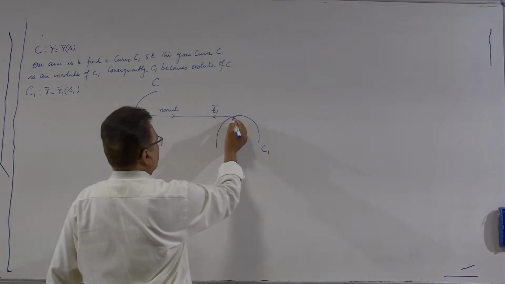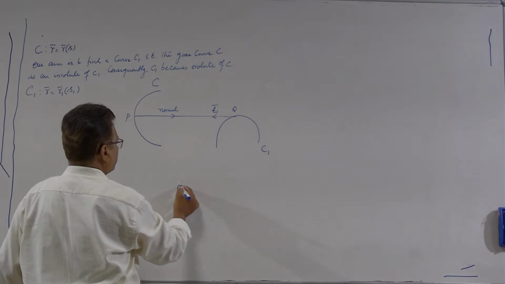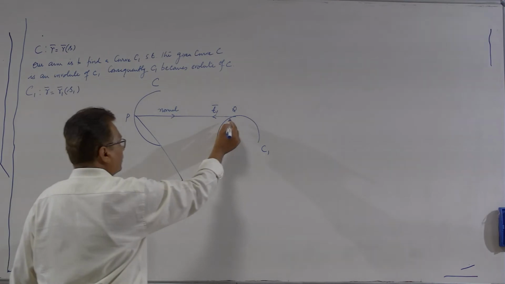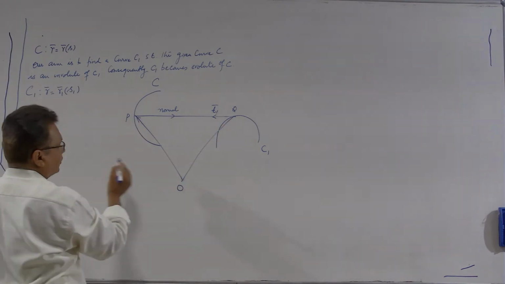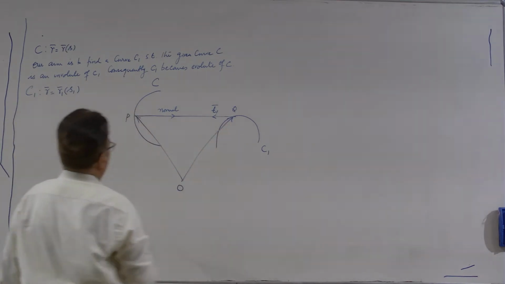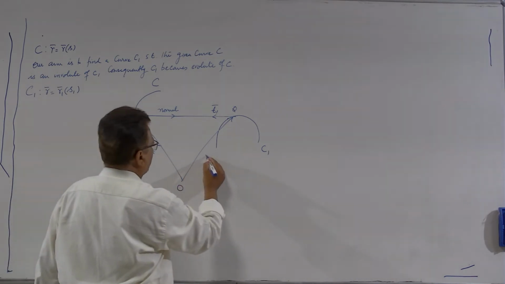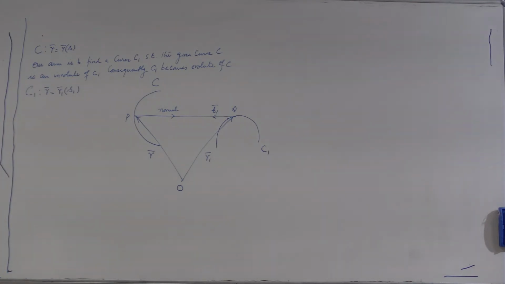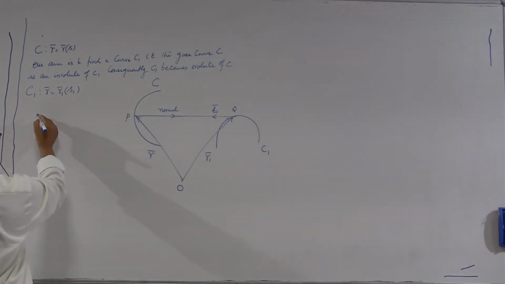Suppose it becomes tangent over here at the point Q, and the origin of the coordinate frame is here. So, if I join P and Q with O, then I will be getting these position vectors OP and OQ. We may call these position vectors R and R 1 respectively. If I get an expression for R 1, the job will be done in terms of the known quantities.